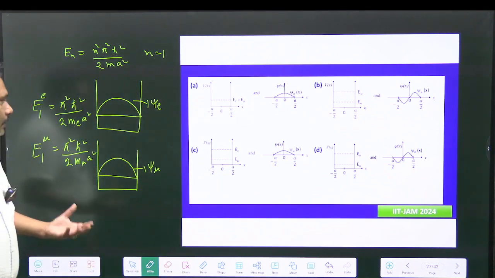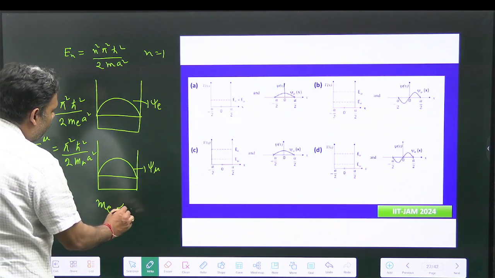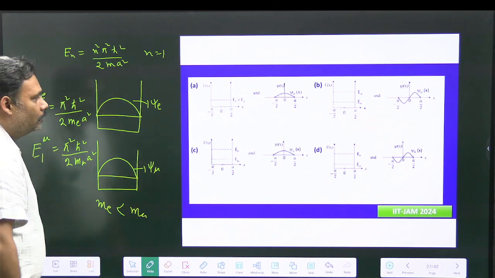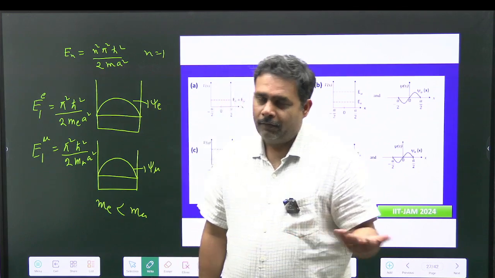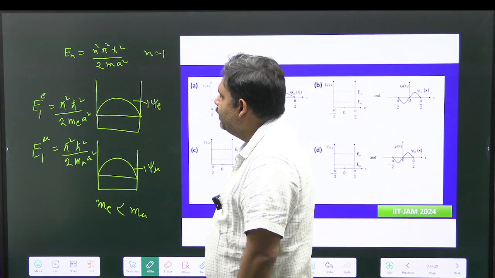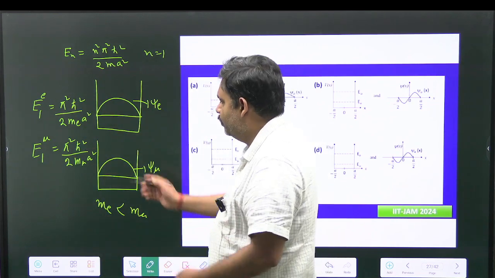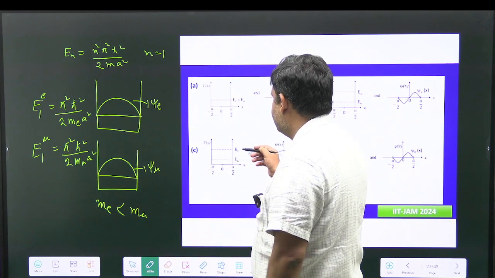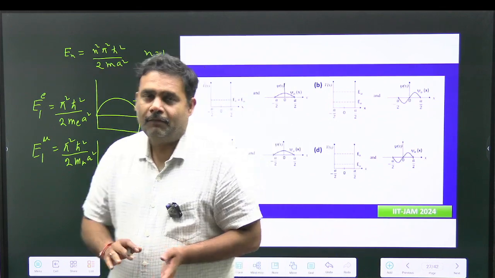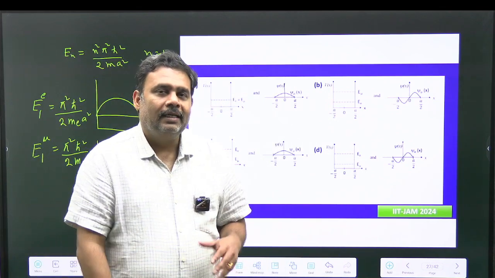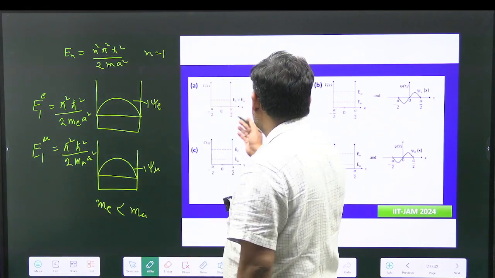And what is the next information? We have to know that the mass of the electron is less than the mass of the muon. So the energy of the muon and electron will be different, and the electron energy will be higher than the muon energy. So the electron energy is higher with respect to the muon, but the nature of the wave function will always be the same for the ground state, and it will have a cos function. So the best option is all about here.